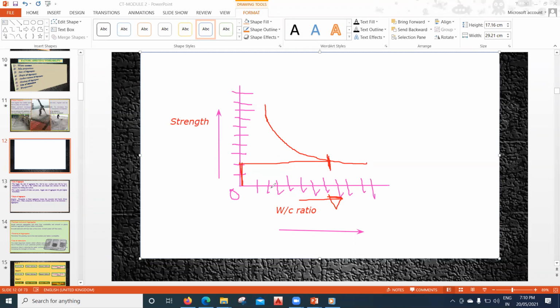So that is why, as far as possible, when we do the design mix, we should try to keep the water cement ratio a little less. Okay, if the water cement ratio is less, let us say here, then what is going to happen? The strength will be more. And let us say if the water cement ratio is somewhere here, corresponding to this, then what is going to happen? The strength is going to increase.